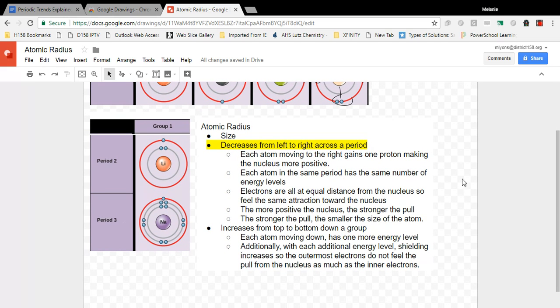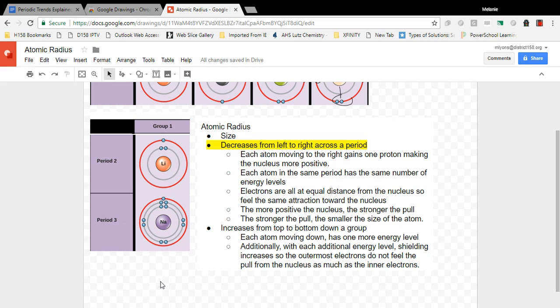The next thing we need to look at is what happens as we move from top to bottom down a group. I have just 2 elements in this group, lithium and sodium. Both have 1 valence electron. The thing that's different is lithium has 2 energy levels and sodium has 3 energy levels. If we continued down the group, each element would have 1 additional energy level.